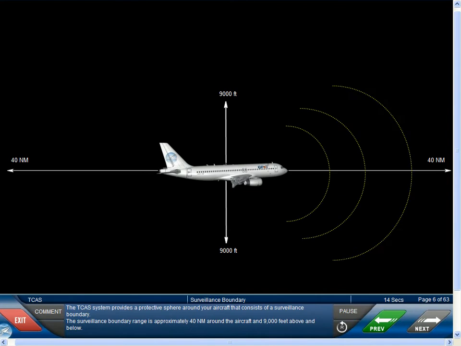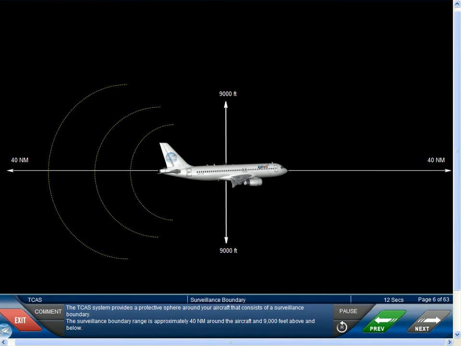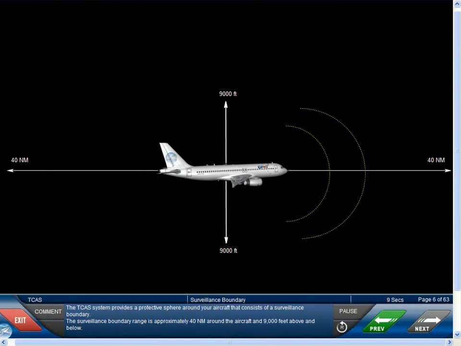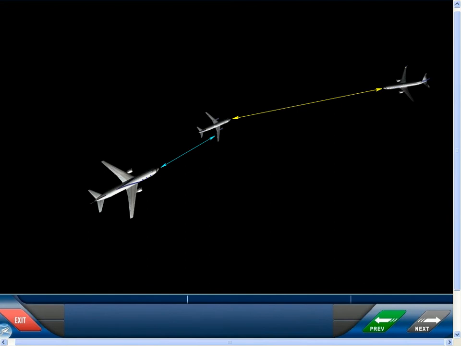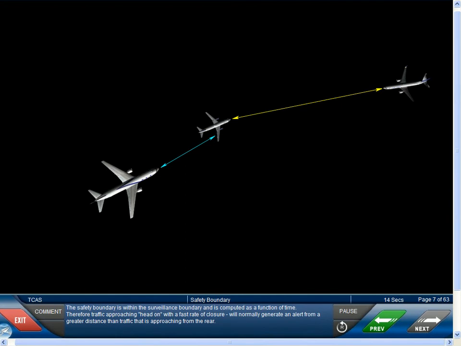The TCAS system provides a protective sphere around your aircraft that consists of a surveillance boundary. The surveillance boundary range is approximately 40 nautical miles around the aircraft and 9,000 feet above and below. The safety boundary is within the surveillance boundary and is computed as a function of time. Therefore, traffic approaching head-on with a fast rate of closure will normally generate an alert from a greater distance than traffic that is approaching from the rear.